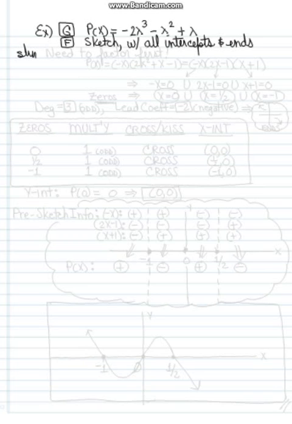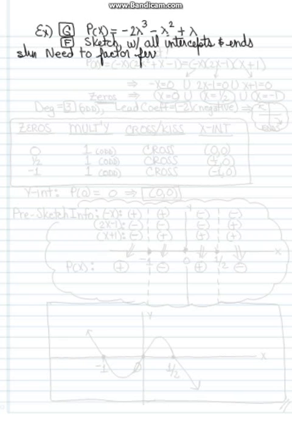Given polynomial p of x equals negative 2x cubed minus x squared plus x, find the sketch of the polynomial with all the intercepts and the ends. Okay, solution? Well, the problem is this is not factored. We're going to need to factor this polynomial.